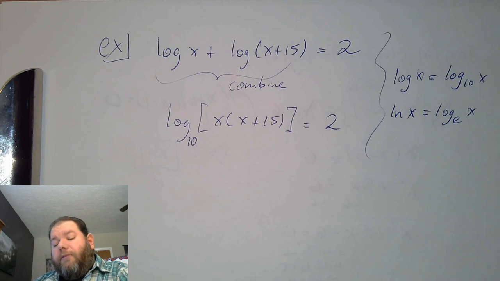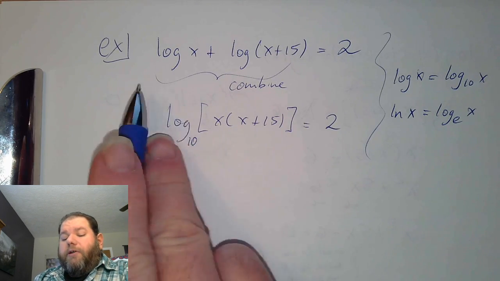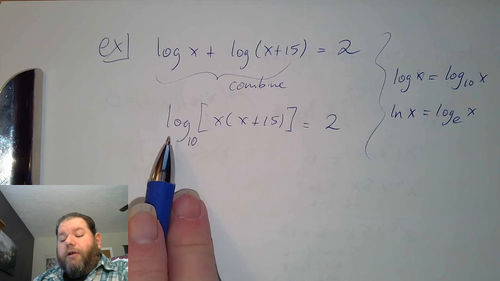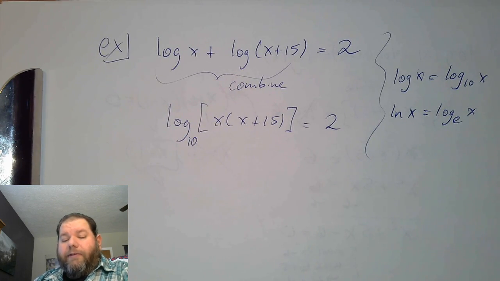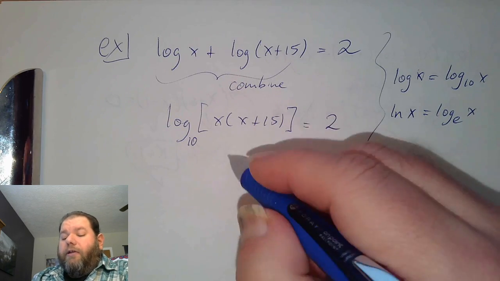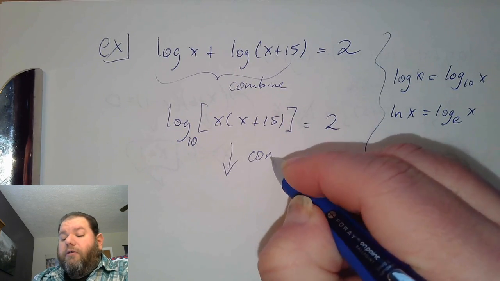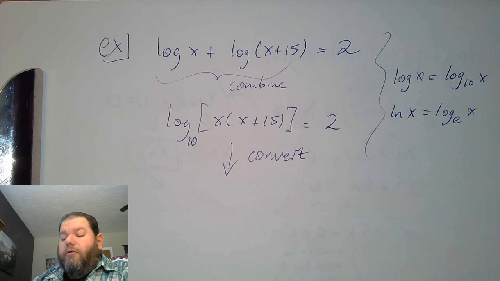Because once we get to this point, we combine our two logarithms together. If we have log equal to a constant this time, we cannot cancel out the logarithms. Instead, we convert to exponential form.